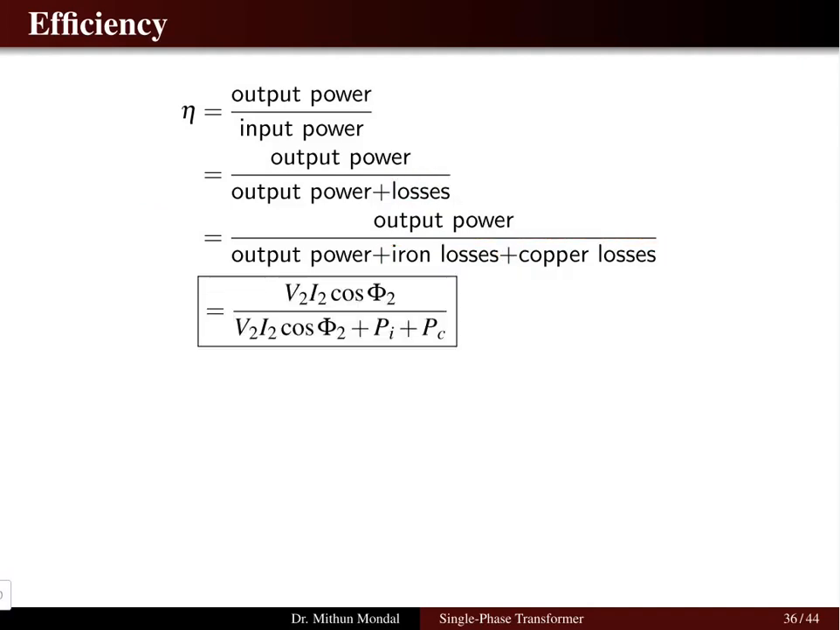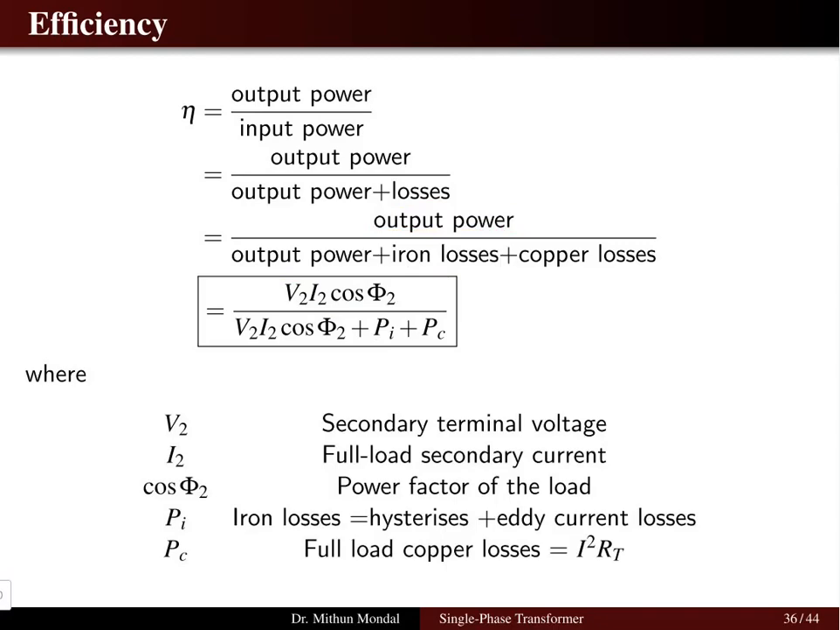Now the output power can be written as V2 I2 cos phi 2. This is from the secondary side, and the iron losses can be written as Pi and the copper losses as Pc. The V2 I2 cos phi 2 is the output power. So this formula can be used to find the efficiency of the transformer, where V2 and I2 are the secondary terminal voltage and the full load secondary current.